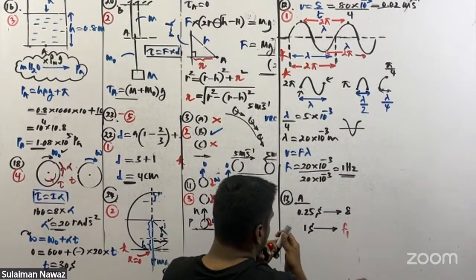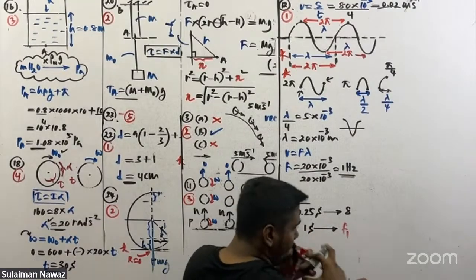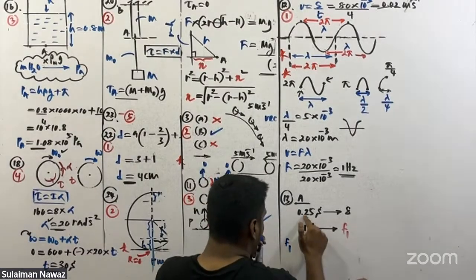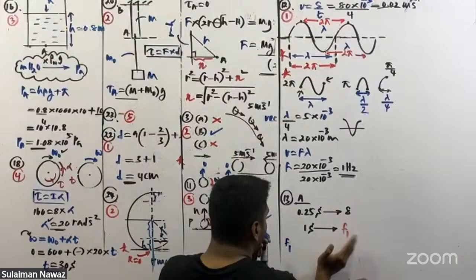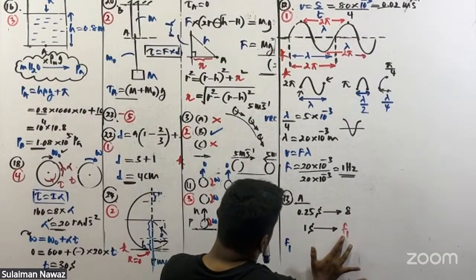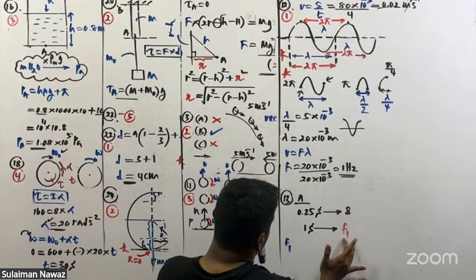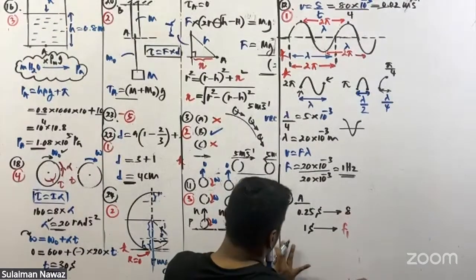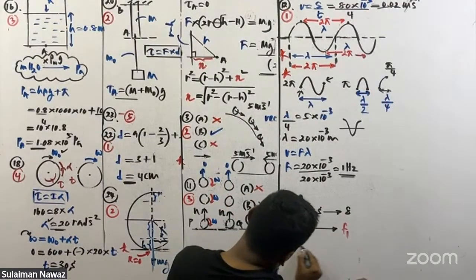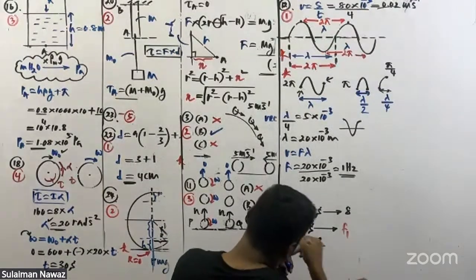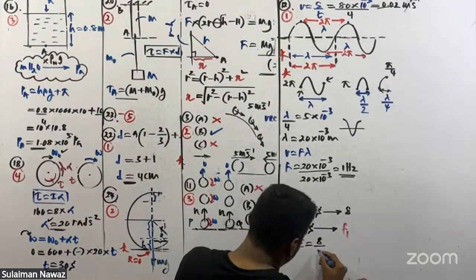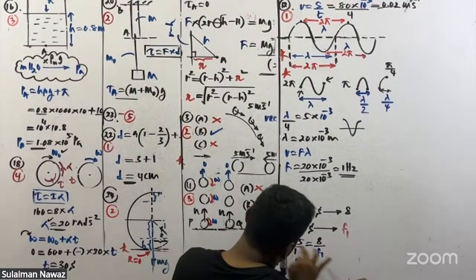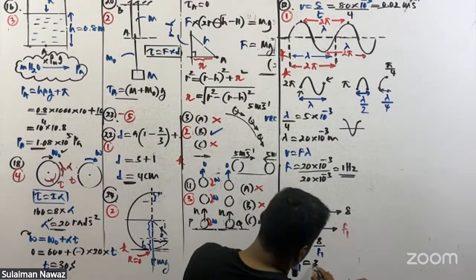Within 1 second, the number of cycles is frequency F1. When you simplify, how much is F1? Just divide: 0.25 over 1 must be equal to 8 over F1. So when you do the simplification, F1 is going to be 8 over 0.25, which is 32 hertz.